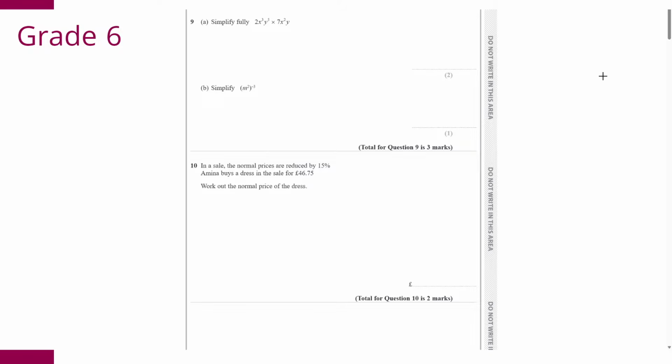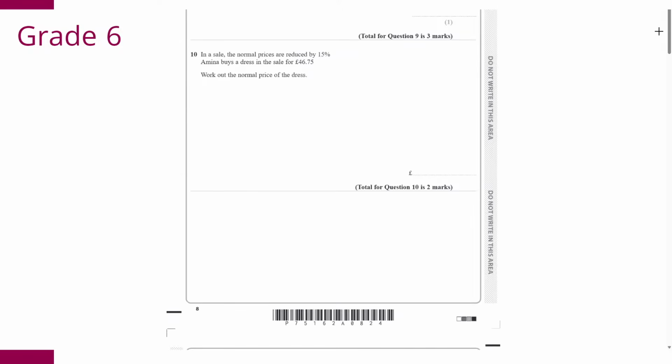Okay, so question 10. In a sale, the normal prices are reduced by 15%. This is definitely not grade 6, by the way. This is B, at most grade 5. My machine is not perfect, but I will do grade 6 after this. But someone will ask about percentages later, earlier on. It's reduced by 15%, and someone buys the dress for £46.75. So definitely reverse percentages. To do reverse percentages, always work with the multiplier.